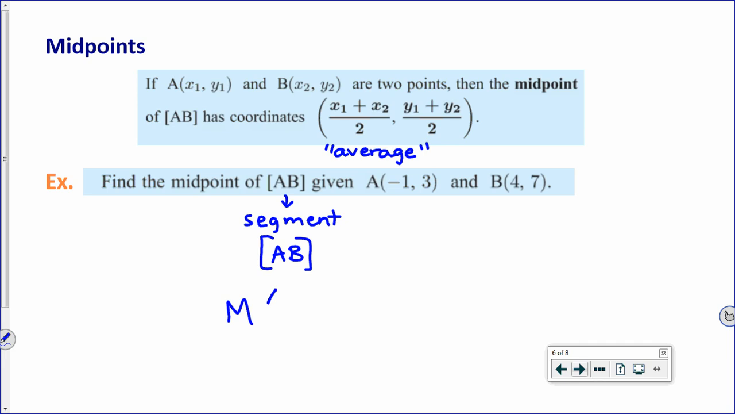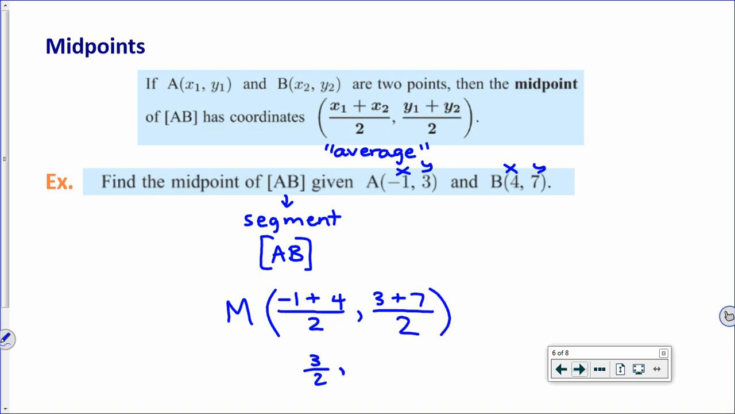It can be found by doing the addition of the two x coordinates, again making sure you're very clear about what x1 and x2 are, divided by 2, comma, because remember we're looking for coordinates, the addition of the two y values, divided by 2. So the average x, average y. It's a simple procedure. If you get a fraction, just leave it as a fraction over 2. 3 plus 7 is 10, divided by 2 is 5. So we would say the coordinates of the midpoint are 3 over 2, comma 5.